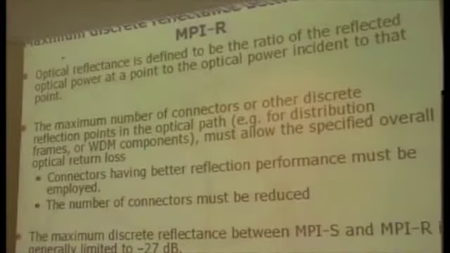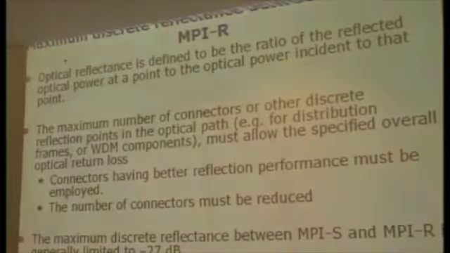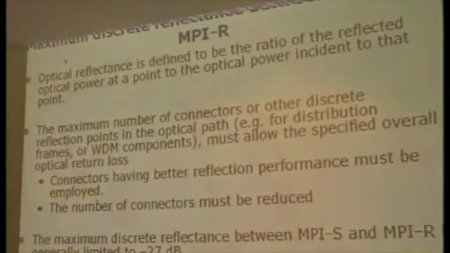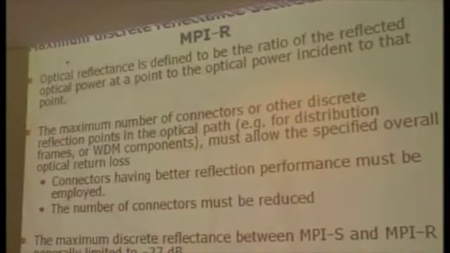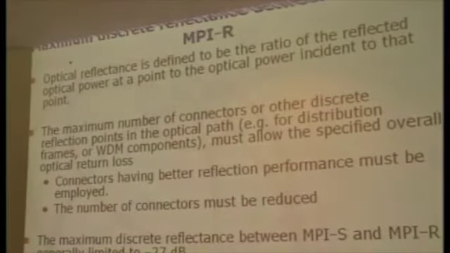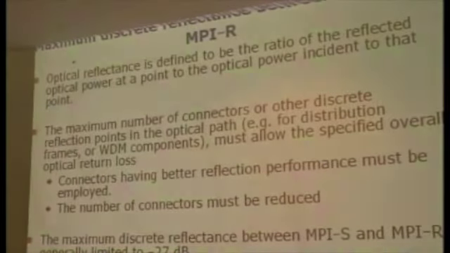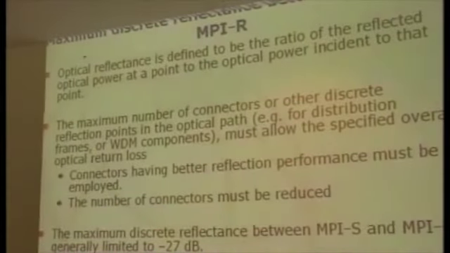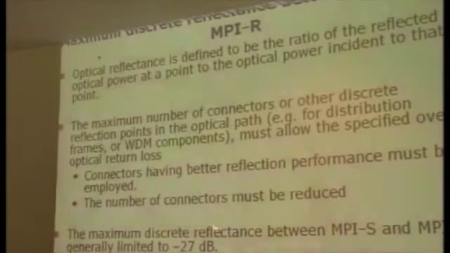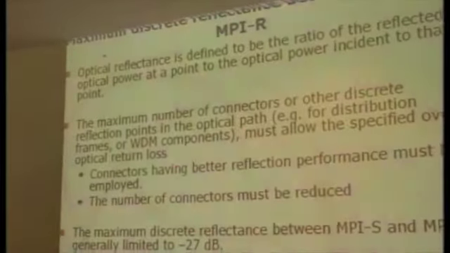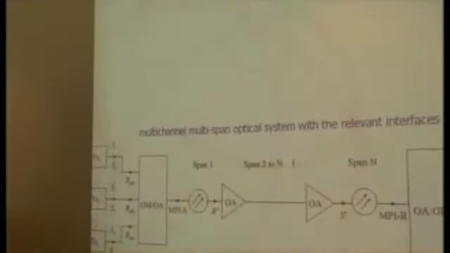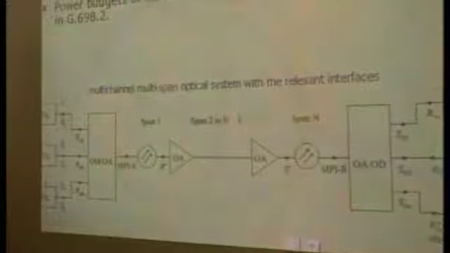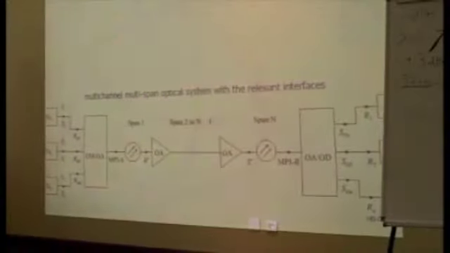The idea is just to remove the connector point and directly connect by the fused splice. Fused splice has less reflections, as you know. And the maximum discrete reflectance is now limited to 27 dB. Okay, this is the end of the reflection issue.